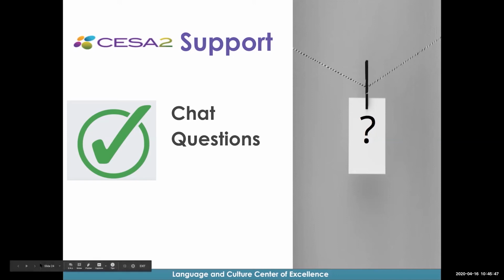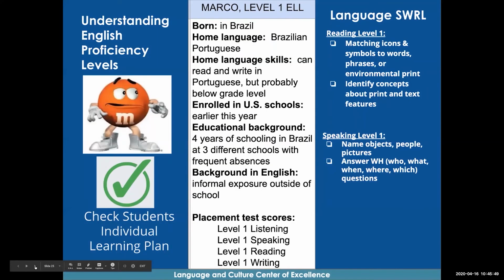All right, well, thank you. So now I'm going to get into the specific kids, or M&Ms. The first one I'm going to be looking at is Marco. He's a level 1, and he's across the board a level 1 given his situation, his background.